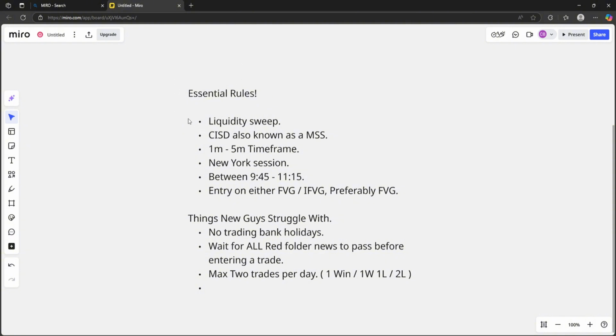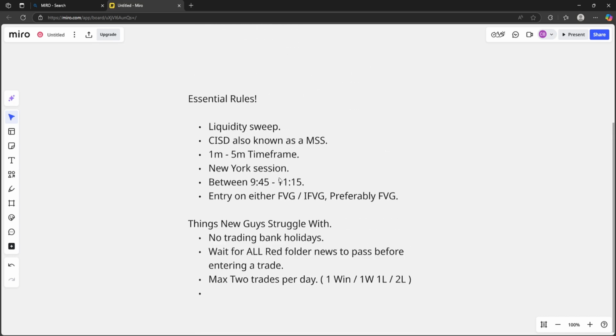The first thing we want to be looking for is a liquidity sweep of either the London highs, London lows, Asian session highs, or Asian session lows. Once we get that liquidity sweep, we want to see a change in the state of delivery, also known as a market structure shift. And we're going to be looking to enter on the 1 to 5 minute time frame. And we're only going to be trading in the New York session, between the hours of 9:45 and 11:15, which is 15 minutes after the New York futures market opens, and about an hour and 45 minutes after the New York futures market actually opens.